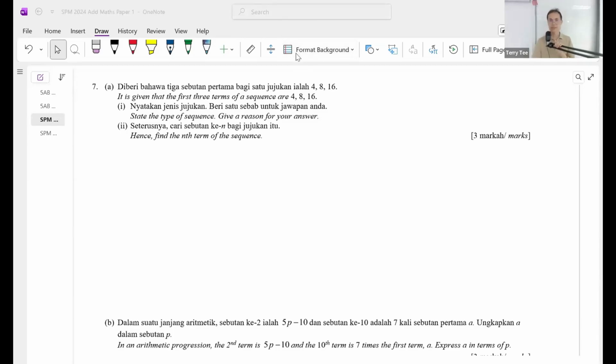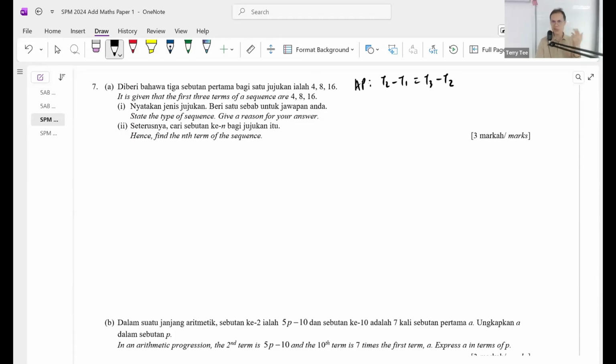Question number 7. This is from Form 4 Chapter 5, progression. So it is given that the first three terms of a sequence are 4, 8, and 16. We're supposed to state the type of sequence, give a reason. So it's either arithmetic or geometric. So remember, if it's arithmetic progression, your T2 minus T1 must equal T3 minus T2, right?